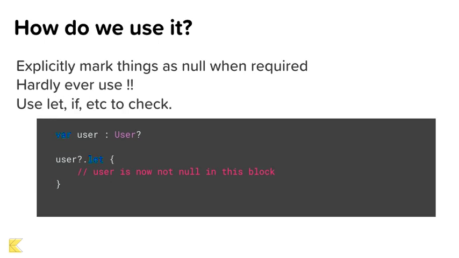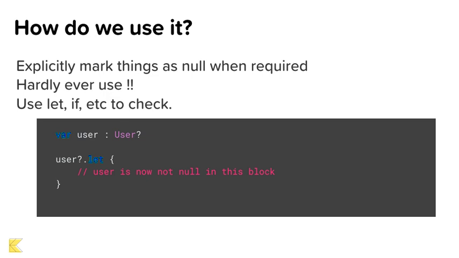So how do we use it at Over? Well, basically, we explicitly mark things as nullable when we require them. And we hardly ever use the double bang, the 2 exclamation marks, because that will just produce a null pointer exception if your value is null. We sometimes use it depending on the use case, if we've already checked for null, or if we do want the app to crash if it is null. But we don't really use that syntax.